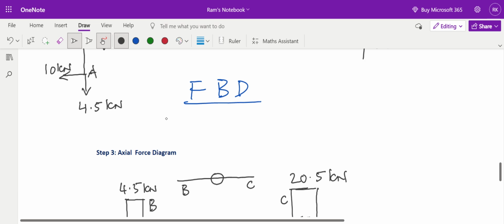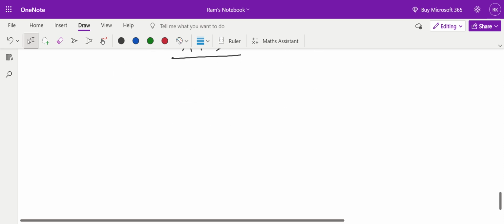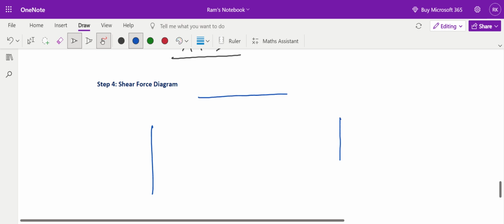Now let's solve for the shear force diagram. The next step, step 4, is drawing the shear force diagram. So I'm copying it and pasting it over here. Once you draw the free body diagram, everything becomes very simple. So again, for the shear force diagram, I am plotting member AB, member BC, and member CD over here. AB, BC, and CD, these are the members for the shear force diagram.